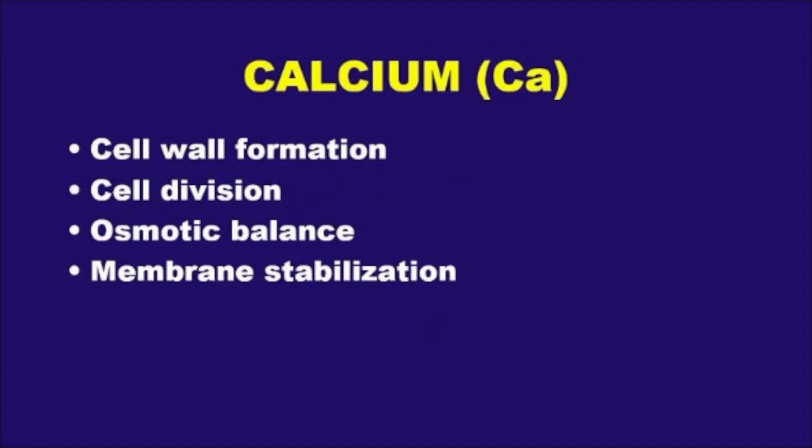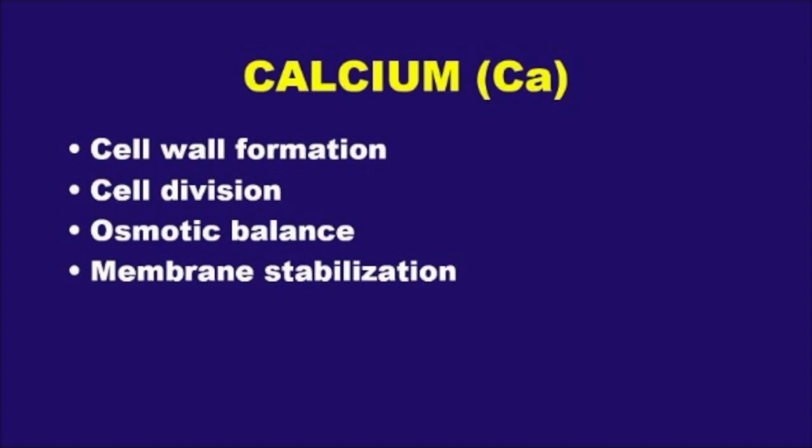Okay, let's zero in on calcium. Calcium plays many very important roles in the plant. It is involved in cell wall formation. It's involved in the rigidity of the plant. It's involved in wear tolerance in various ways. It's involved in cell division, another very important part of the growth process.